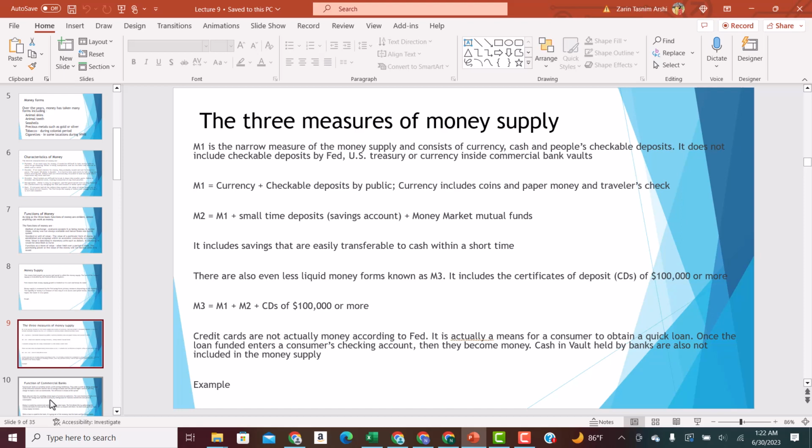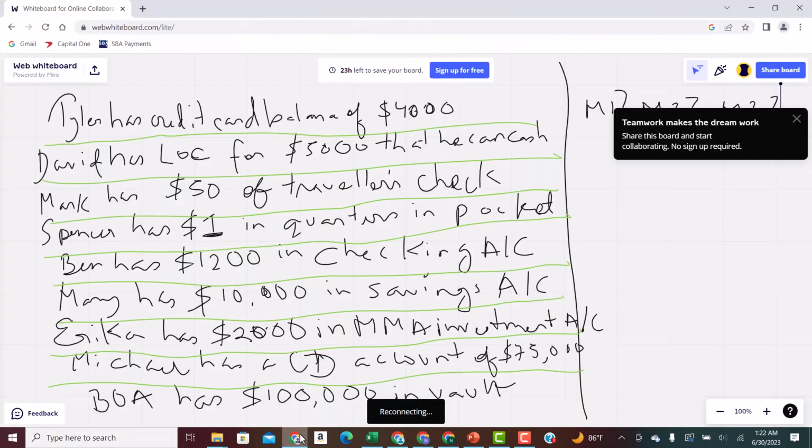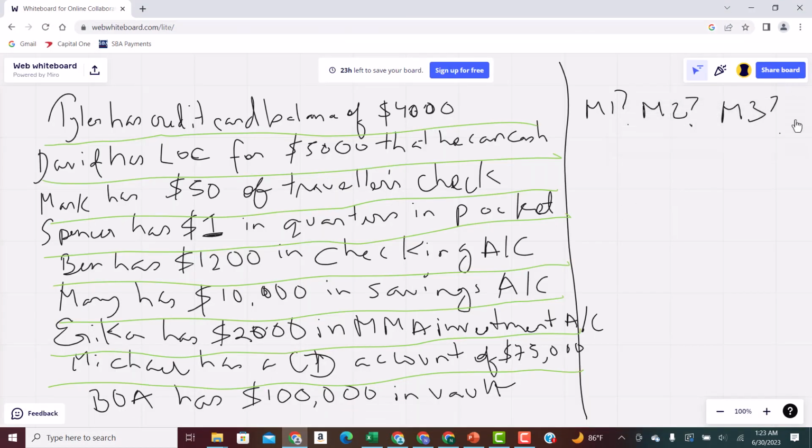Okay, so let's look at the example now. Here we're given different statements, where different people have different types of accounts or different types of transactions, and from here we have to find out what M1 is, what M2 is, what M3 is. You can always go back to the slide to see what is classified under each of these measures of the money supply. To start off, we will first calculate what M1 is. Remember, M1 includes coins, currency, traveler's checks, as well as deposits in checking accounts.